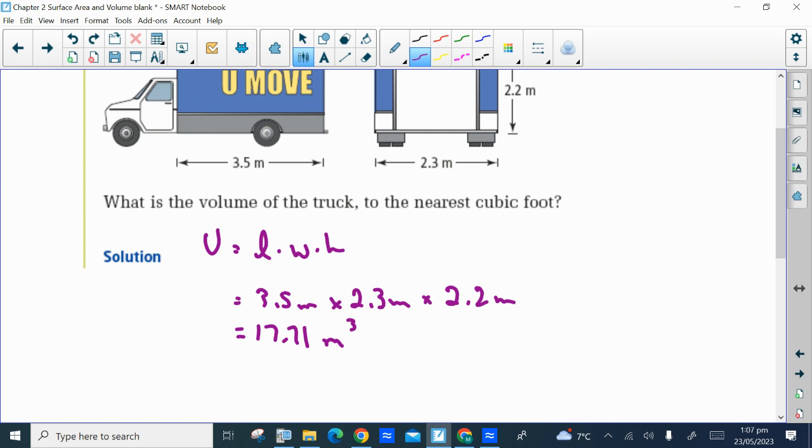So here's what that means, all right? If you had little boxes, 3-dimensional boxes that measure 1 meter by 1 meter by 1 meter, 1 meter high, 1 meter wide, 1 meter long, it would take 17.71 of them to fill up that moving truck. That's what that means. It's 17.71 cubic meters, which means it would take 17.71 small cubes that measure 1 meter by 1 meter by 1 meter to fill up that space.